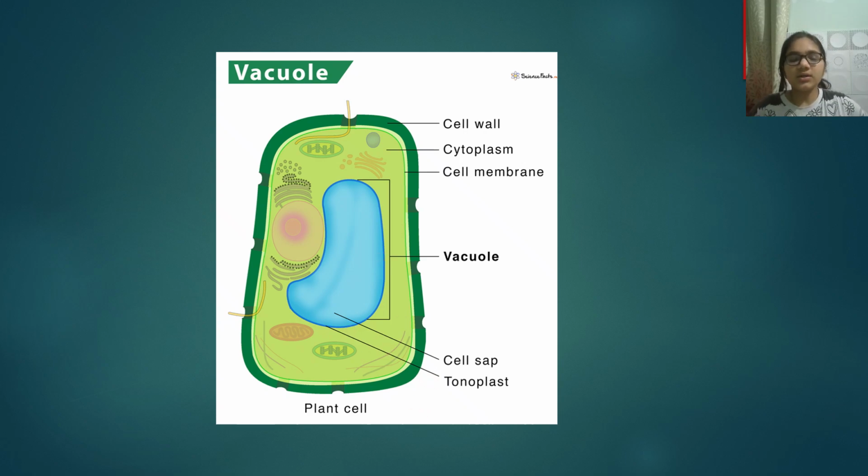Now you might be thinking, there is one thing I want to tell you: what is the tonoplast? Tonoplast is a layer. It is a membrane-bound structure around the vacuole, the bounding layer. That layer is known as the tonoplast, which is covering the vacuole.